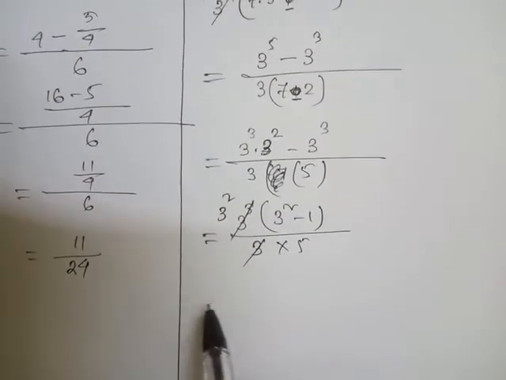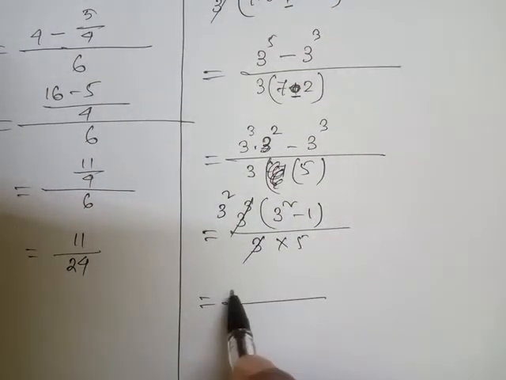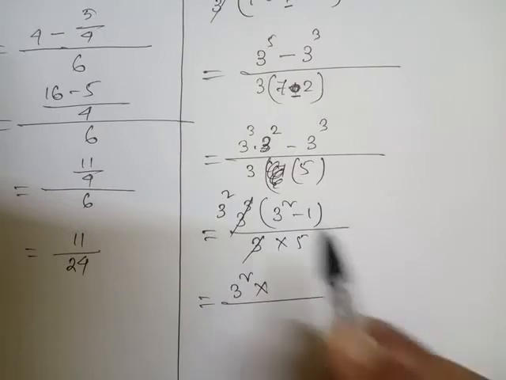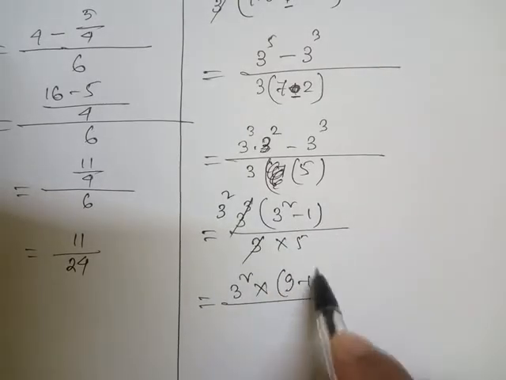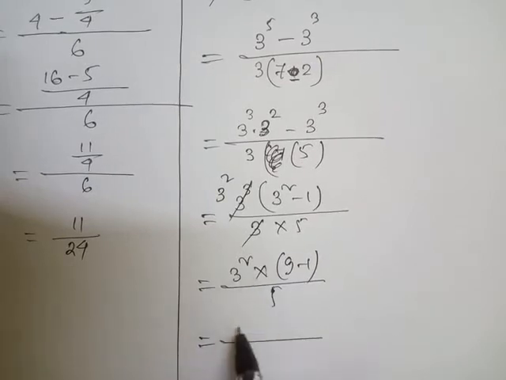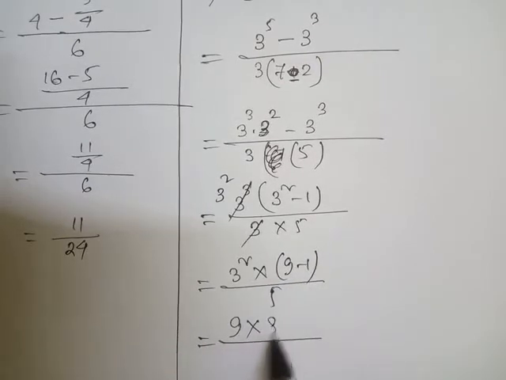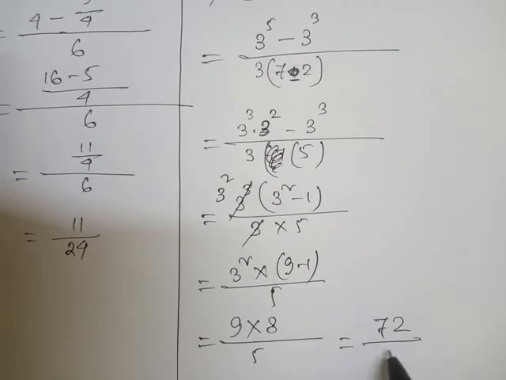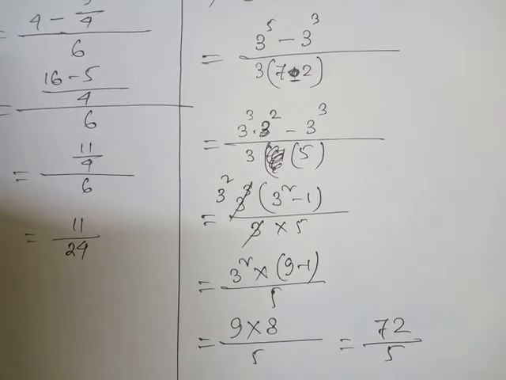Now after that, look, there is 3 square into 3 square minus 1 by 5, so the next line would be: 3 square is 9, 9 minus 1 is 8 by 5, which means the answer would be 72 by 5. This answer is correct. In your book one answer is given which is wrong, so don't be confused. If it doesn't match with the book, don't be confused, the answer is correct.